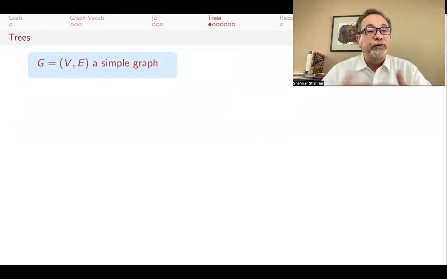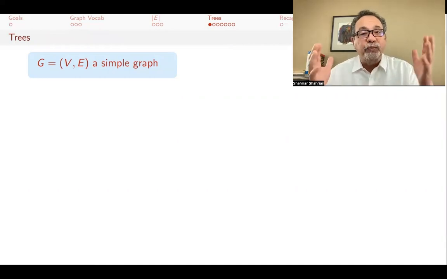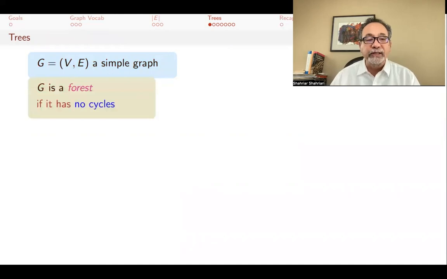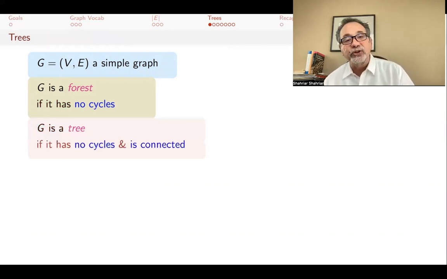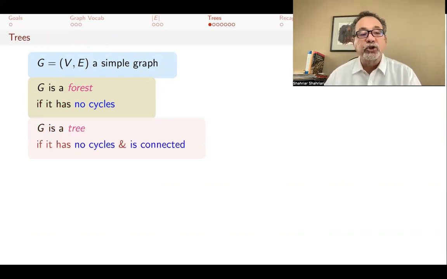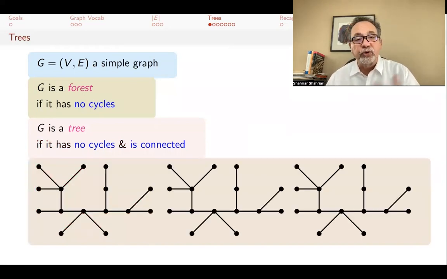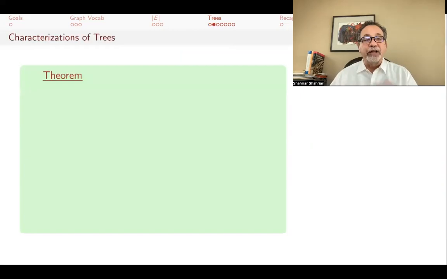Some of these things that I proved, I'll remind you again, and I'll put in that one big theorem. It will be easier to remember them. A simple graph is a forest if it has no cycles. Any graph that has no cycles is a forest. And it's a tree if not only it has no cycles, but it's also connected. So a forest's connected components are trees. A forest is made up of trees. So for example, here's a tree, and if I have 3 of those or a number of those, then I get a forest.